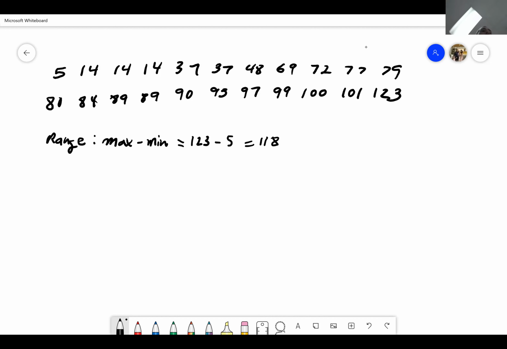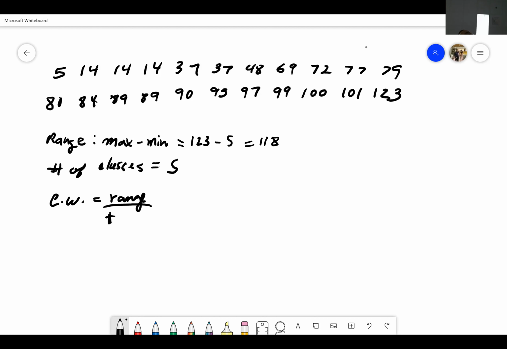So now I'm going to ask you to do classes. The number of classes we want is equal to 5. So how do we do the class width? It's defined as the range divided by the number of classes, right? So 118 divided by how many classes?